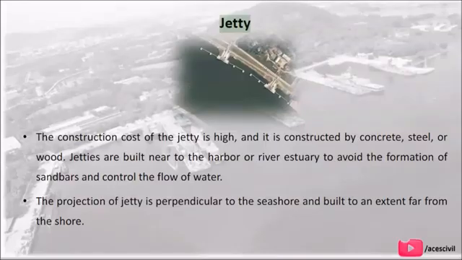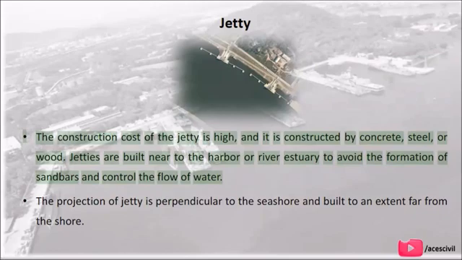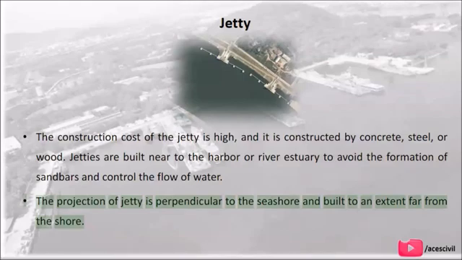Jetty. The construction cost of the jetty is high, and it is constructed with concrete, steel, or wood. Jetties are built near the harbor or river estuary to avoid the formation of sandbars and control the flow of water. The jetty projects perpendicular to the seashore and is built to an extent far from the shore.